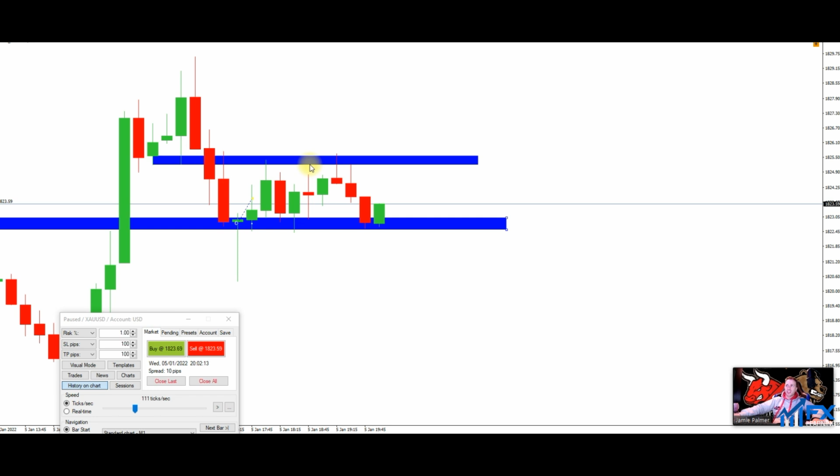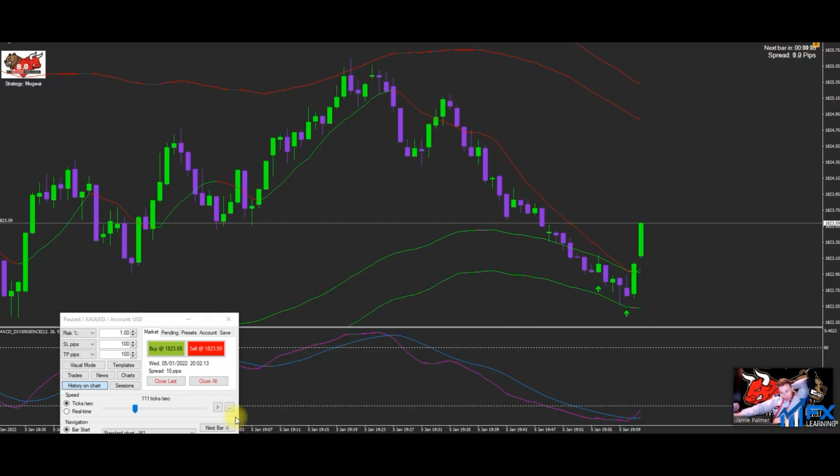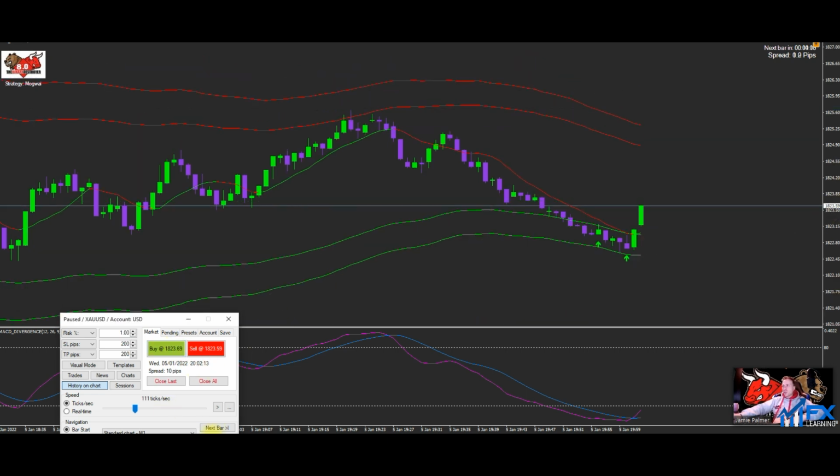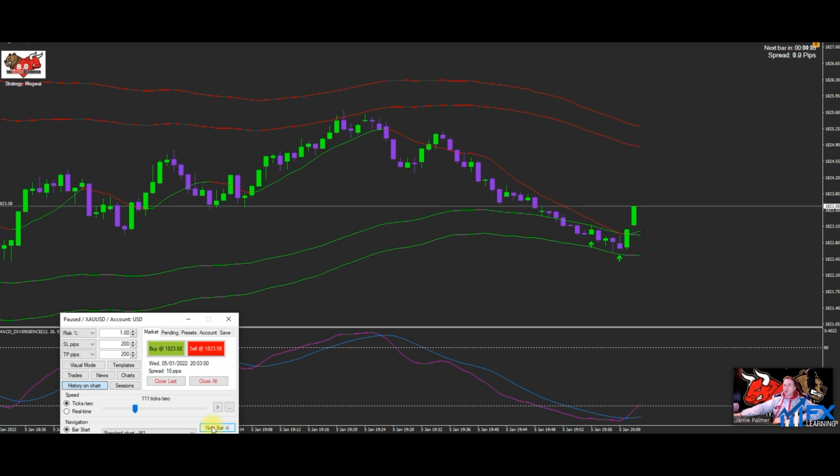See that area of resistance? So again, we just got to be careful with this trade. What I'll do with this one is, let me just see where my stop loss is going to be. I'm probably going to go with a 200 pip stop loss and a 200 pip take profit as well. Just like I said, just a quick in and out. Probably not. I'm going to go for a little bit less on this one.